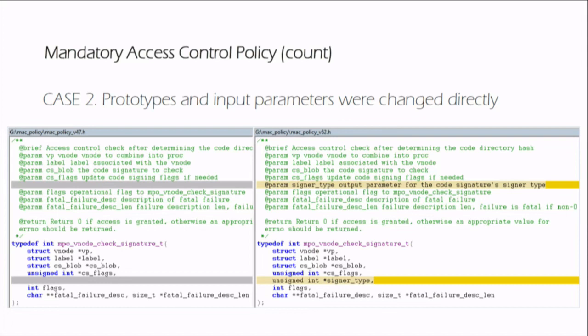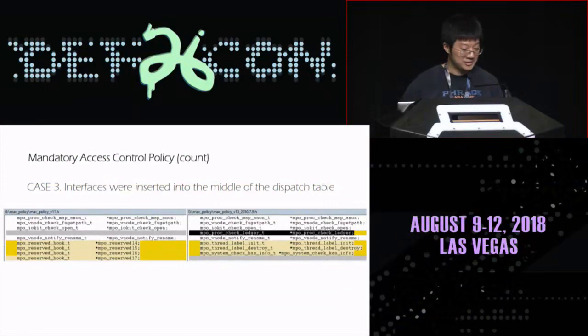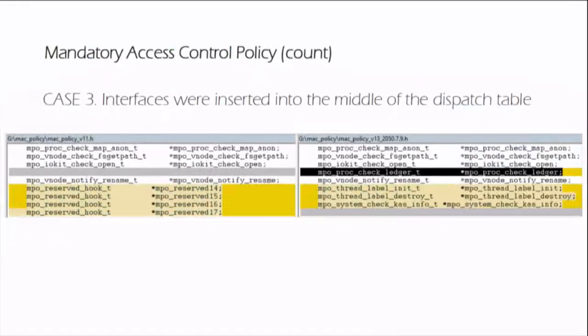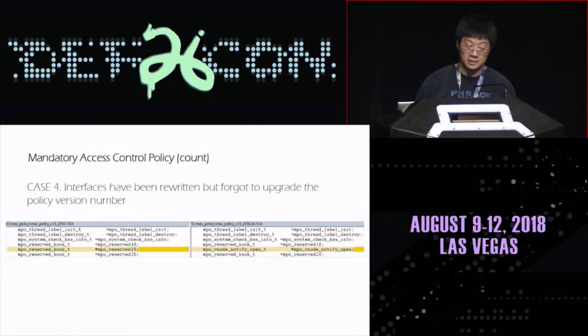You cannot add a parameter directly into the prototype, right? Case three shows that an interface was inserted into the middle of the dispatch table. Yeah, my driver will panic too. And here's case four. The interface has been rewritten but they forgot to upgrade the policy version number. So my point is that as a third-party developer, we have to use this mechanism very, very carefully.